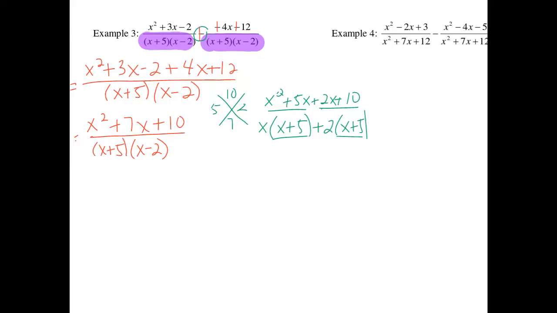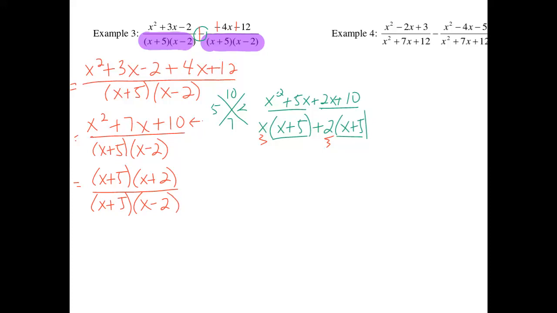So I'm going to come down to the rational expression we were working with, and I'm going to rewrite this numerator as x plus 5 times the GCFs that we pulled out, x plus 2. And it's still over x plus 5, sounds familiar, and x minus 2.